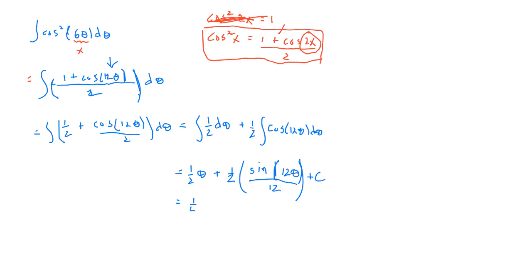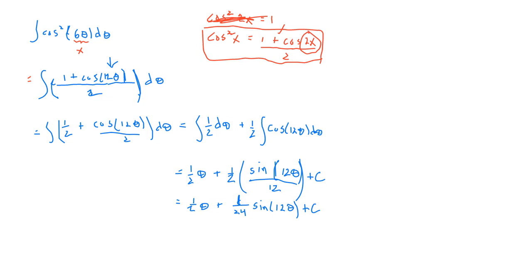So in the end, the antiderivative is 1/2 theta plus, let me see, one moment on that. 1/2 theta plus 1 over 24 times the sine of 12 theta, parentheses optional, plus a constant.